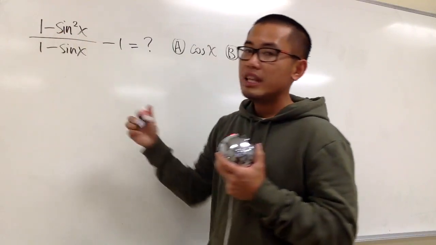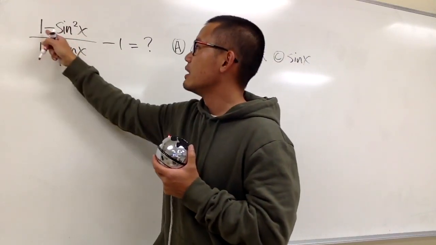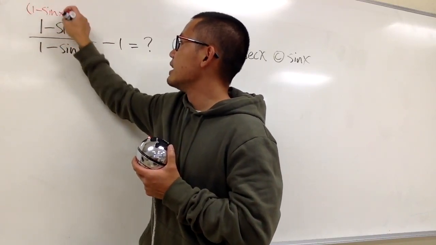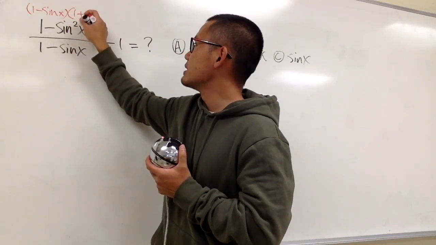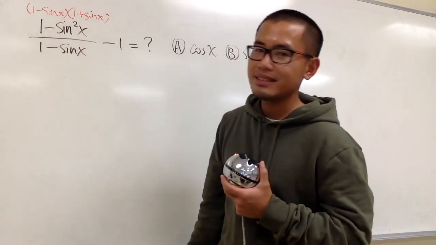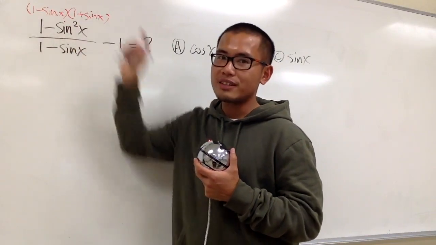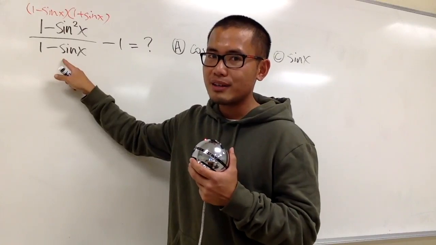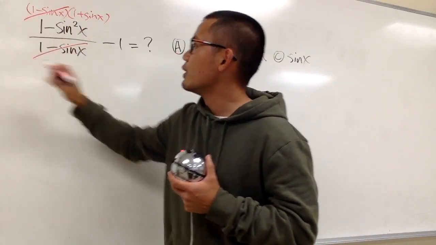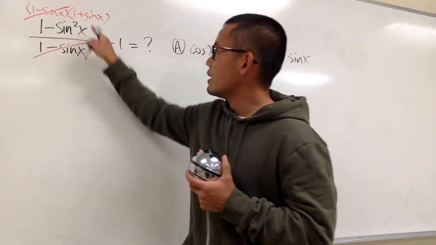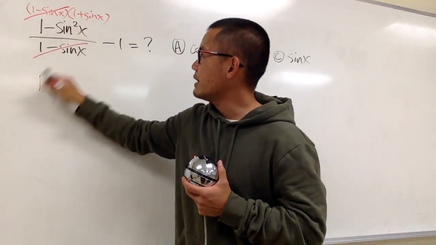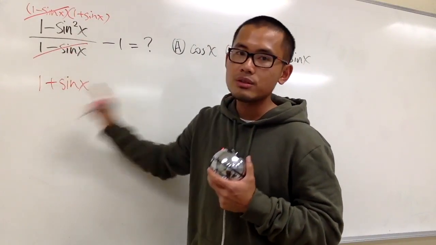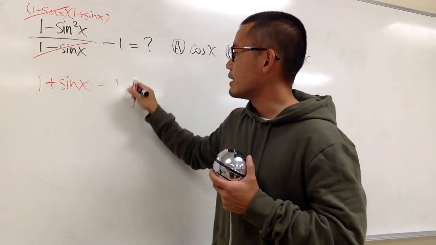On the top right here, let me just go ahead and factor this out. And if I do that, I will get 1 minus sine x and then multiply by 1 plus sine x, right? This is the difference of two squares, and we can factor it out like that. And right away, we see this and that, they are the same factor, so we can cancel them out right away. So in other words, this part is just 1 plus sine x, all right, for the fraction, and then we have the minus 1.